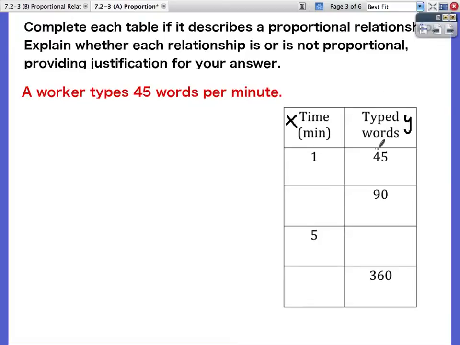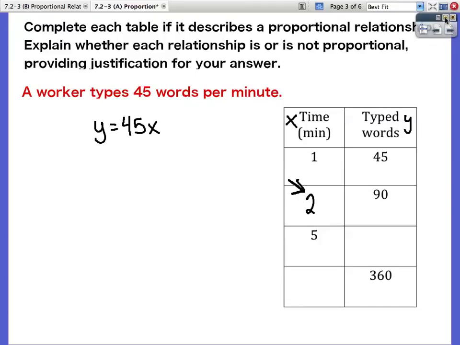So after 1 minute, 45 words were typed. After 2 minutes, obviously 90 words will be typed, but I want to talk about the math behind me finding this 2 here. This was pretty easy because I know it takes 2 45s to make 90, but let's talk about what actually happened. Okay, so this is our rule. Our rule is y equals 45 times our input, or our output equals 45 times the input. Y equals 45x.